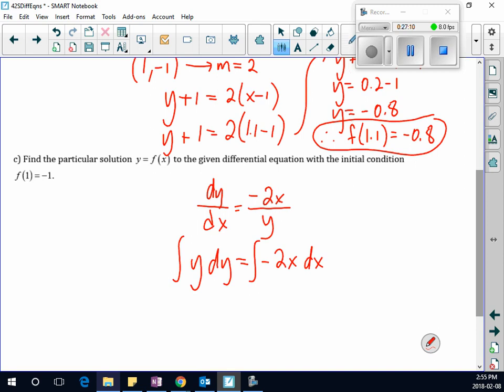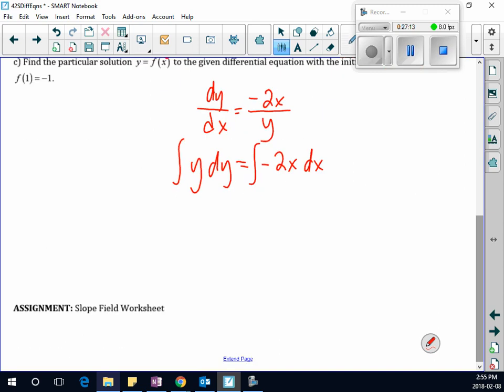So what is the integral of y with respect to y? It's the same thing, but it's with respect to y here. So add 1, you get y squared, and then divide by that, so you get 1/2. Yes? Or multiply by the reciprocal. Equals, what is the antiderivative of there? And actually, I need a plus c. Plus c equals, on this side, what is the antiderivative of minus 2x? Negative x squared plus c.